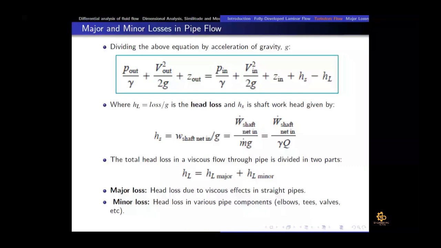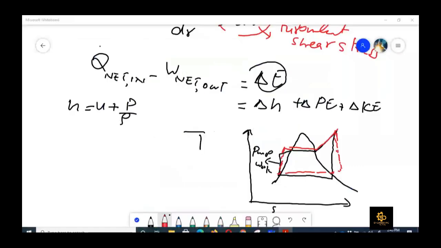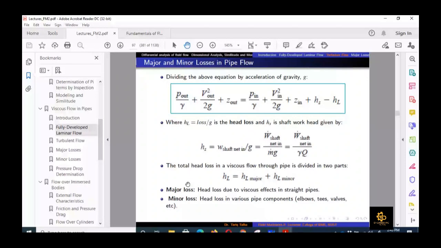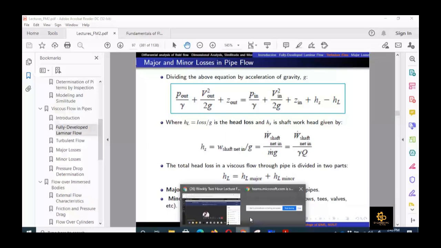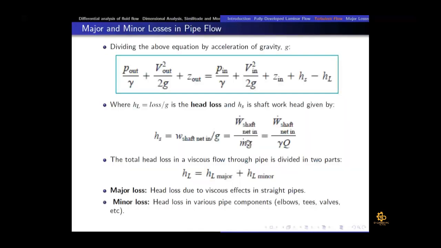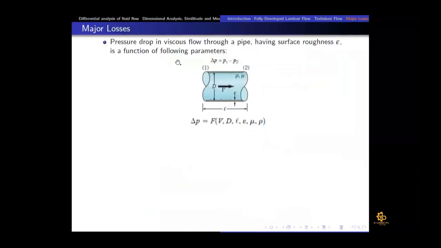So now we are going to discuss that. I think we can quickly cover the major loss in terms of friction factor, right? If we take the pressure drop in a viscous pipe having a surface roughness, now we have also included the surface roughness in the analysis. Delta P is a function of mean velocity, diameter, length, and surface roughness, which is epsilon, and then the fluid properties, which are mu and rho.